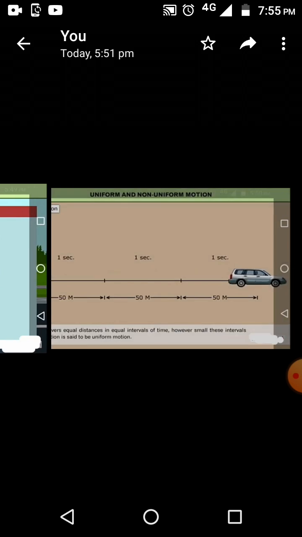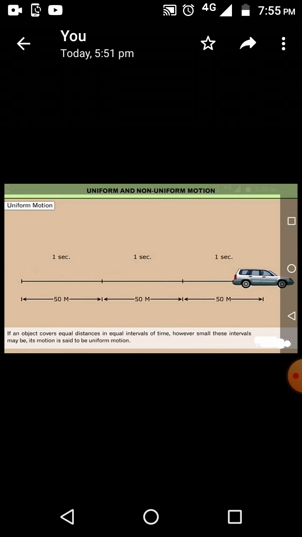Now, uniform and non-uniform motion. First, uniform motion. If an object covers equal distances in equal intervals of time, however small these intervals may be, its motion is said to be uniform motion.